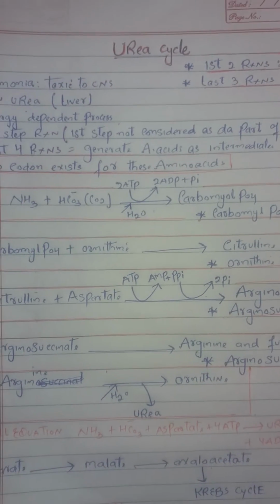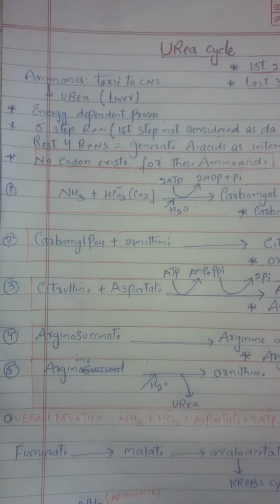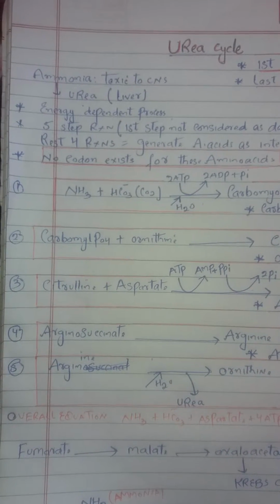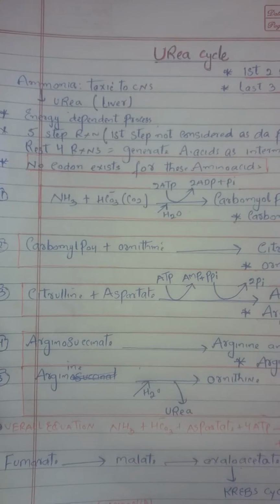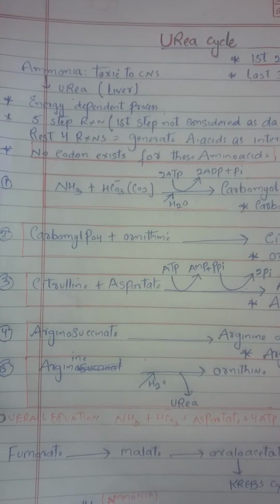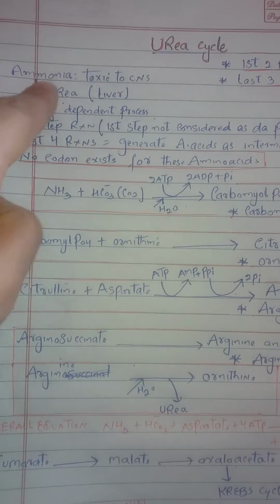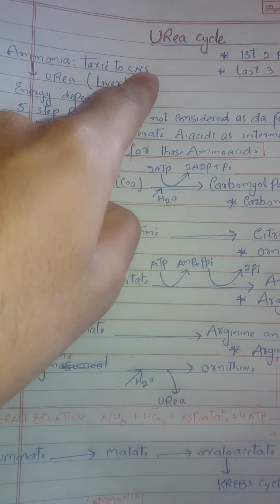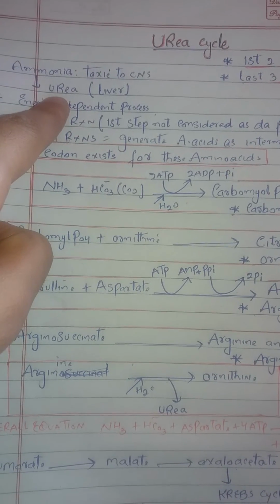Today we'll be talking about the urea cycle. The ammonia produced as a result of amino acid metabolism is very toxic to the central nervous system. This ammonia needs to get converted into some other substance which is less toxic to our body. As I have mentioned here, this ammonia is very toxic to CNS, so it needs to get converted into urea, which is less toxic to our body.